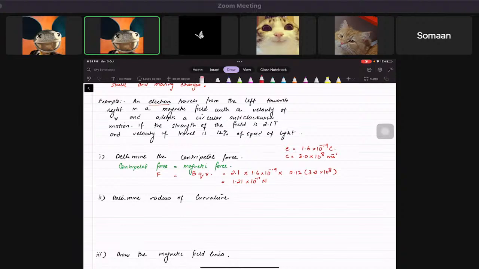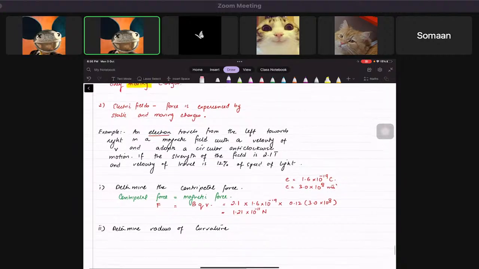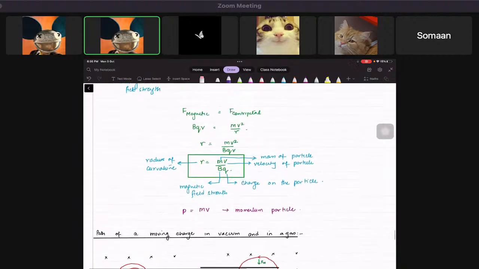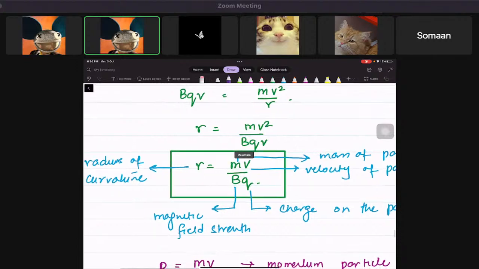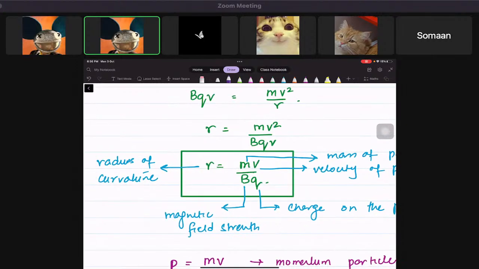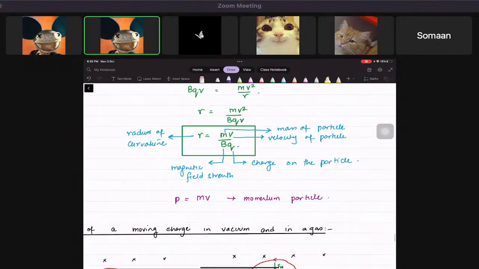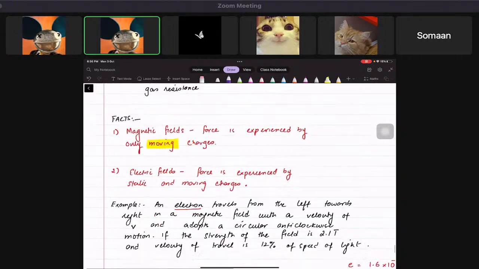The hint is that this formula basically includes momentum as well. Can you please tell me now? No? That's not fair. So you go back. Do you guys remember this formula? Yes. Now you're going to write this down.